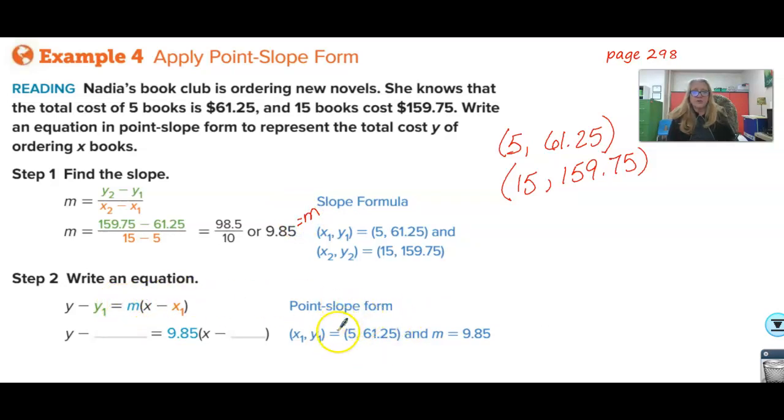Well, obviously they chose the smaller of the 2 points with the smaller values. We've got y, and the y coordinate on that point is 61.25, and it is positive, so this is going to stay negative. And then the x coordinate is 5, which is also positive, so that's going to stay minus. And they filled in the slope for you here. Put the slope there. That's how you do that.